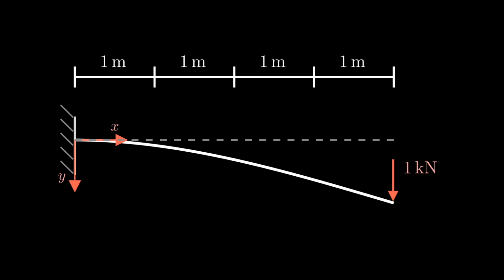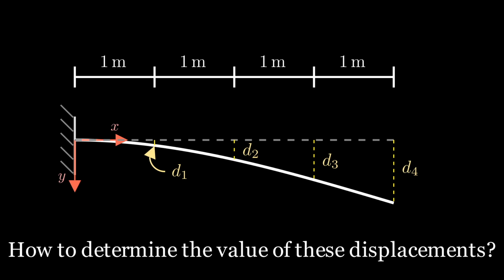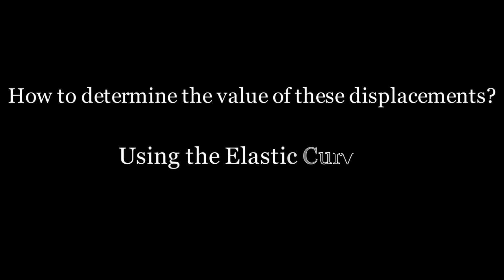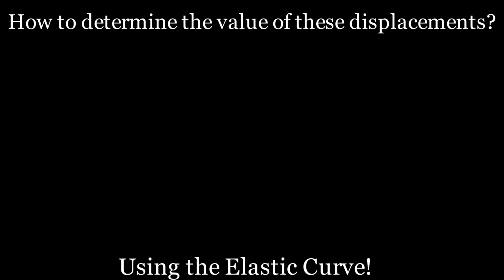Now, imagine we want to know the deflection at every meter along the beam. So this distance is d1, d2, d3, and d4. How do we calculate these? That's where the elastic curve equation comes in. Not only can it give us deflections at specific points, but it also gives a continuous function v of x, meaning we can find the deflection anywhere along the beam. We will now proceed with the derivation of the elastic curve governing equation.